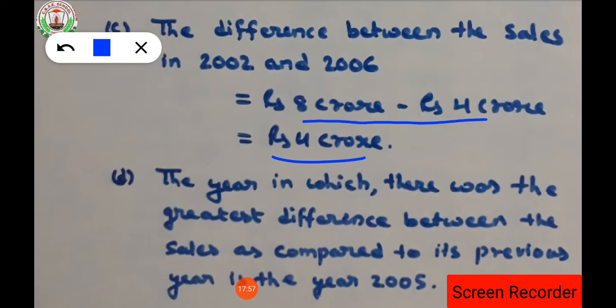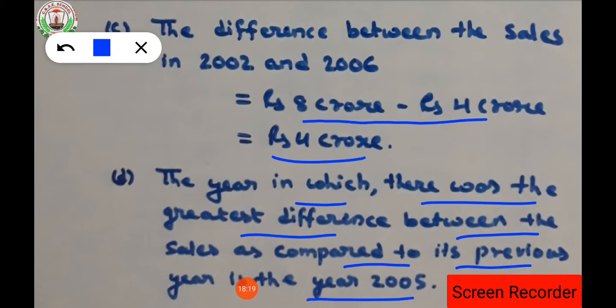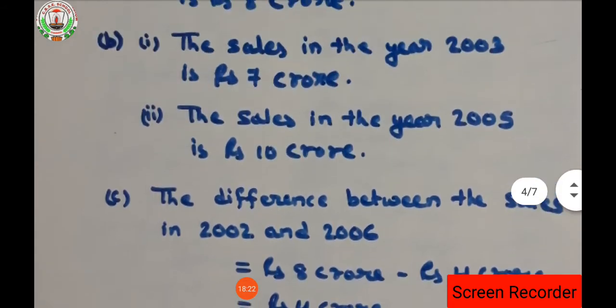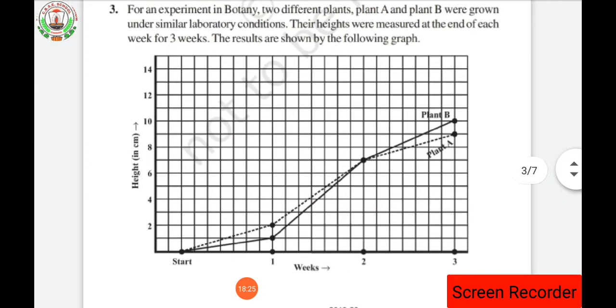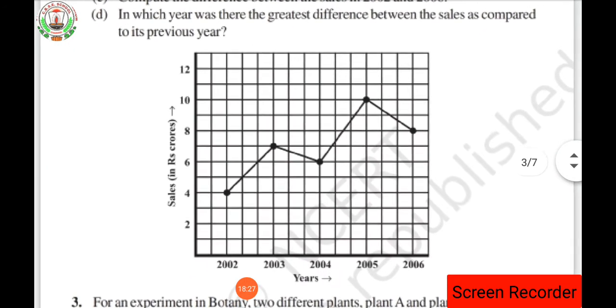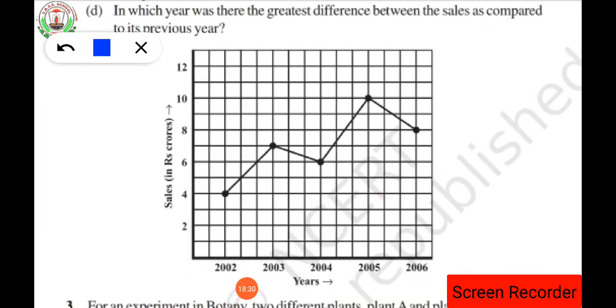Clear up to here? Then in the D part of the question it is said: in which year was there the greatest difference between the sales as compared to its previous year. So the year in which there was the greatest difference as compared to the previous year is 2005. Looking at the graph we can see that the graph suddenly increases. From 2004 the sales is 6 crores. Then suddenly in 2005 the sales increases to 10 crores.